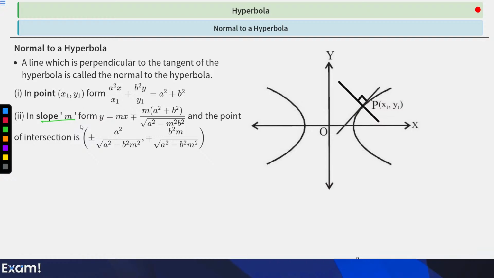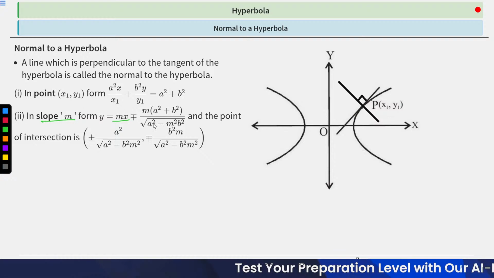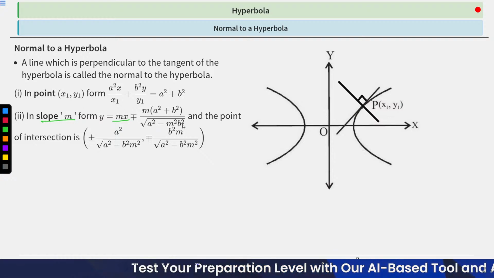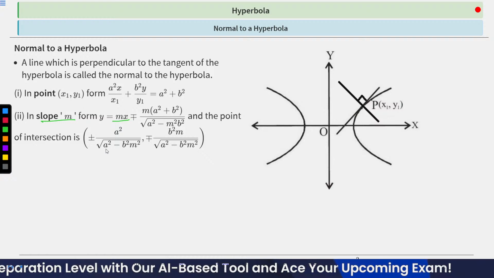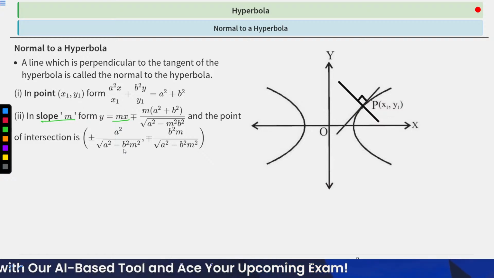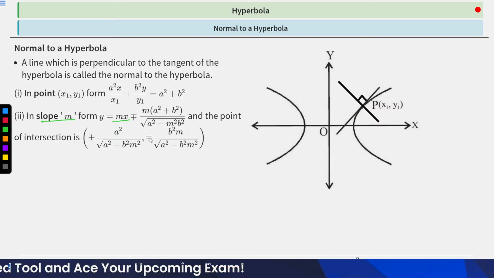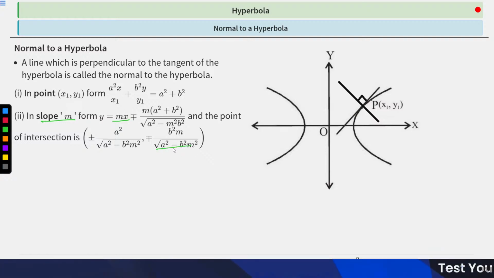In slope form, y = mx ± (m squared a squared + b squared) divided by root of (a squared − b squared m squared), and the point of intersection will be ± a squared by root of (a squared − b squared m squared), and the y ordinate will be ∓ b squared m divided by root of (a squared − b squared m squared).